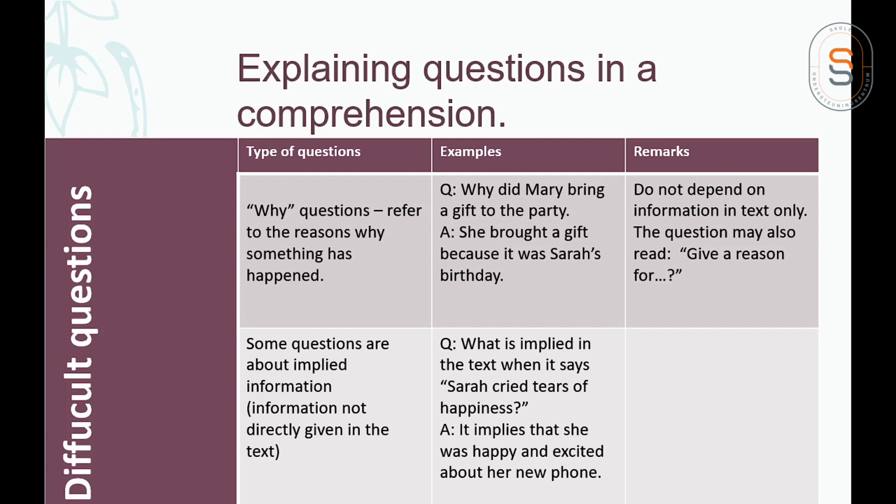So you see here, usually, if you only read the text straightforward, if someone cries, they are usually sad. But you must understand that those were tears of happiness. So you have to read into the implication that the writer made there. So these are questions that you have to think about, and then you give an answer.